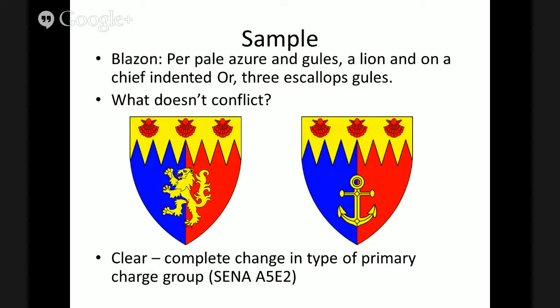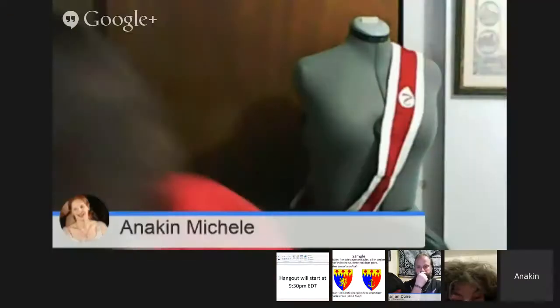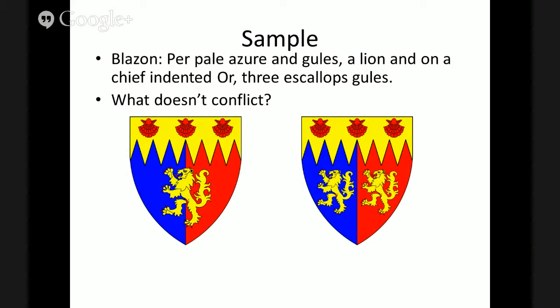Right. Anything that doesn't have a primary lion, we don't care about. It can't possibly conflict. We don't care what its field is. We don't care whether there's chiefs. We don't care about anything. If there's no lion in the middle, it's not a conflict. And we can eliminate two lions and three lions also. Well, you're one slide ahead of me.